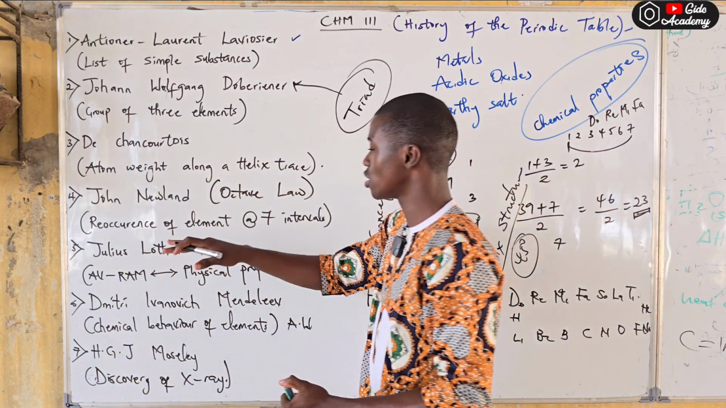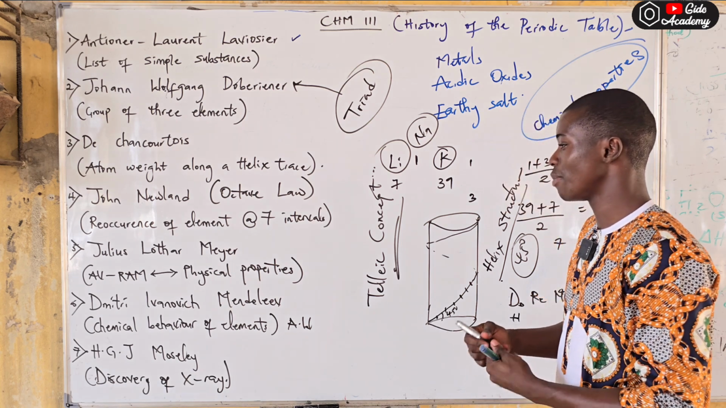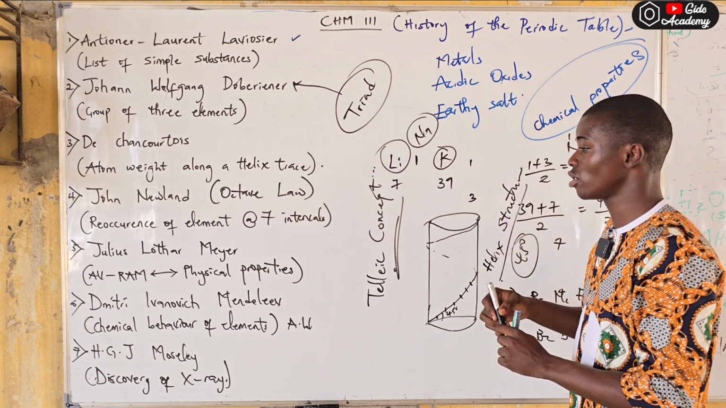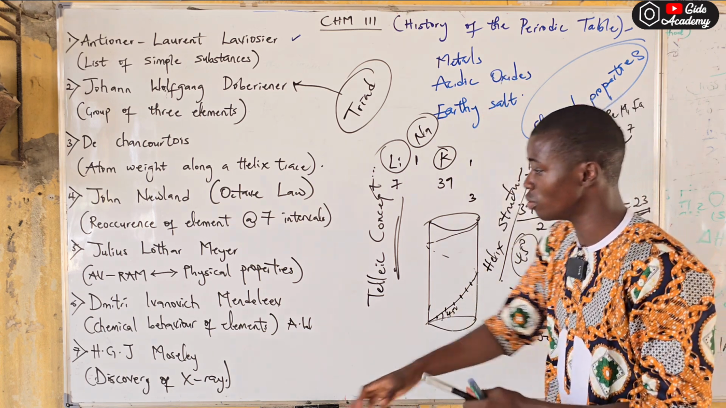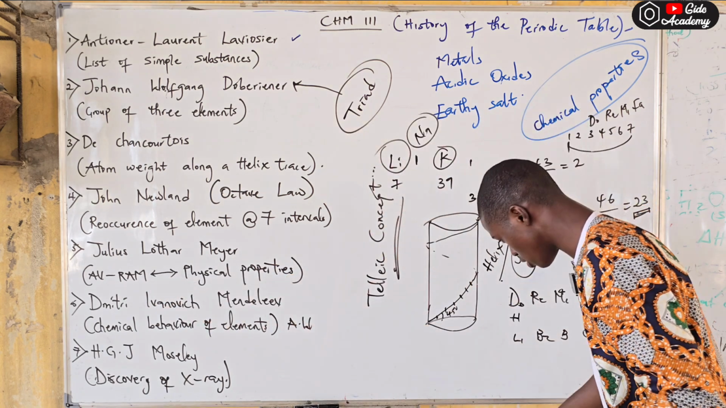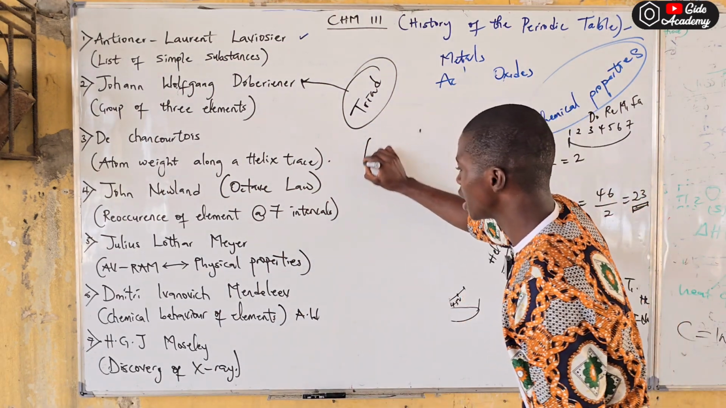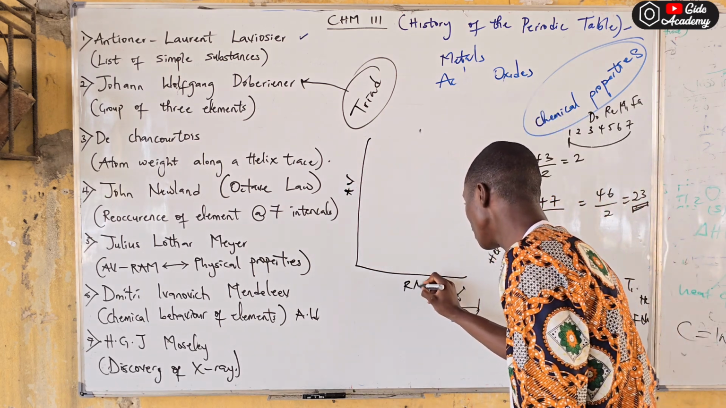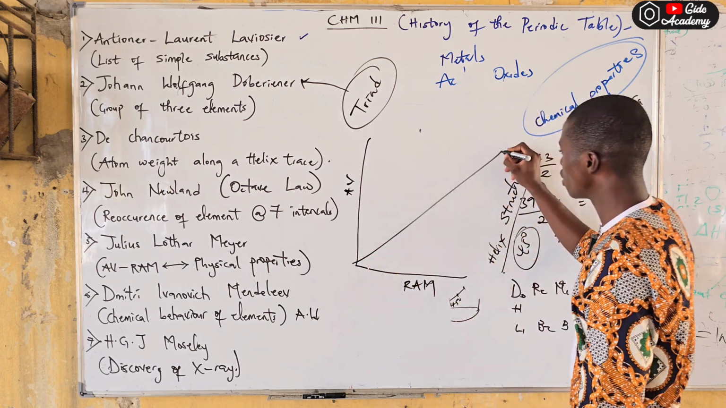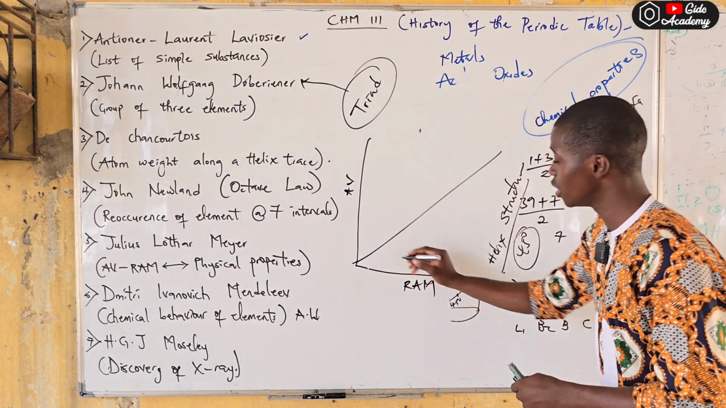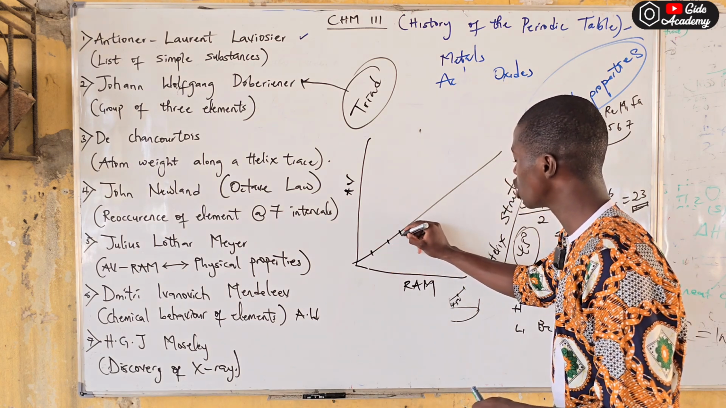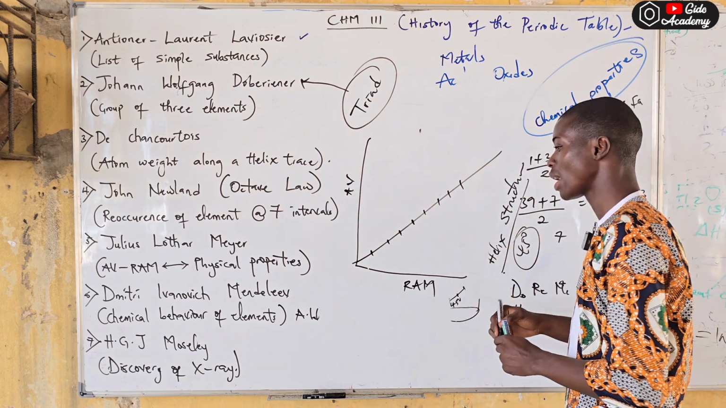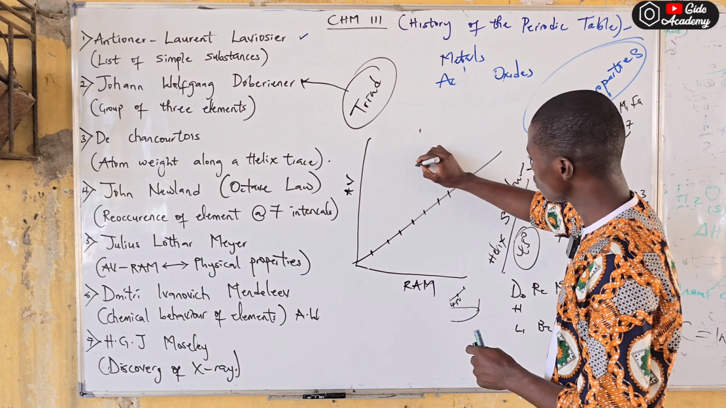So that will take us to the next person, which is Julius Lothar Meyer. According to Julius Lothar Meyer, he classified the elements using a physical property called volume. He plotted a graph of atomic volume against the relative atomic mass. So let's say here is atomic volume, then here is relative atomic mass. This was the plot of his graph. So the periodic table we are using is supposed to have hydrogen here, helium here, lithium here, beryllium here, boron, carbon, nitrogen. This was according to Julius Lothar Meyer, and he was the one that proposed the periodic law.